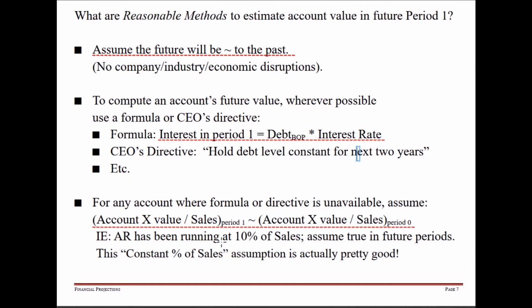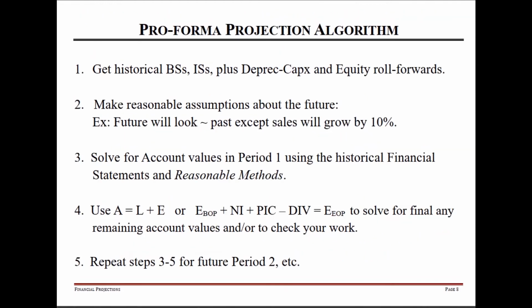If accounts receivable has been 10% of sales historically, which we have here, it's going to be true in the future. Same thing with COGS. If COGS has historically been 10% of sales, we're going to say the same thing is true in the future. And as we saw in the lecture, that's actually a pretty good assumption.